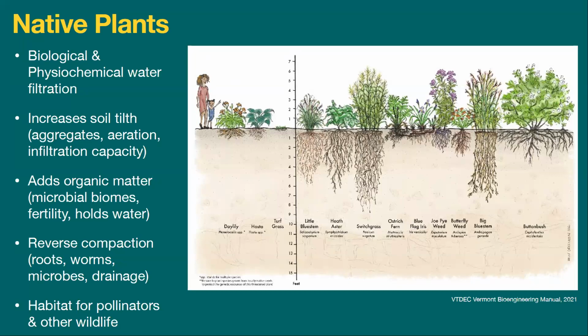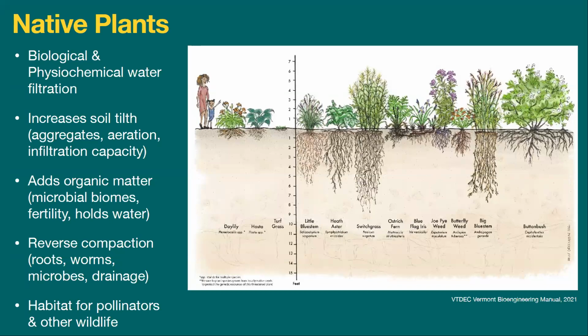And so in addition to those biological and physiochemical water filtration benefits of plants, plants also increase the soil tilth. You can think of it as the fluffiness of the soil, by creating really healthy aggregates, or chunks of soil, increasing aeration.